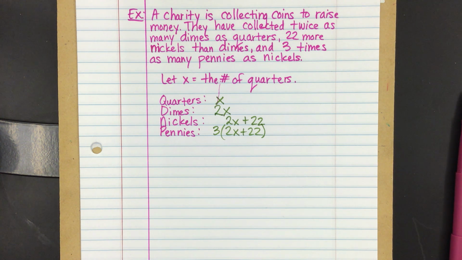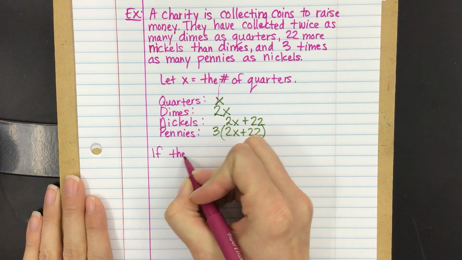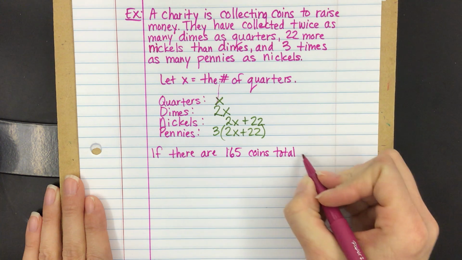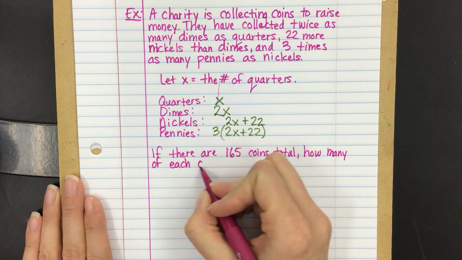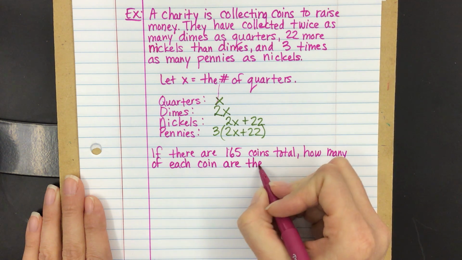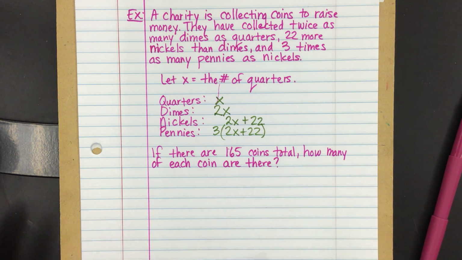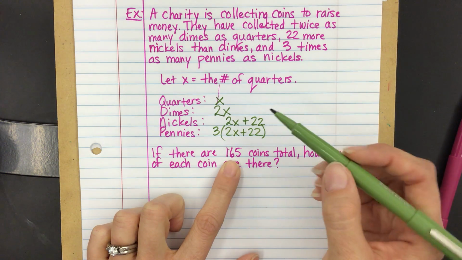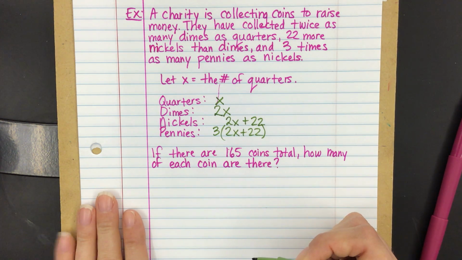Awesome. Okay, so now that we have all these algebraic expressions for each one of our coins, we're going to compile them and use that to answer a question. So my question is, if there are 165 coins total, how many of each coin are there? Well, we need to find out what the total, this whole thing all together, would be. We know it's going to be 165. So we're going to add up all these algebraic expressions and set it equal to 165 to find out how many of each coin we have.